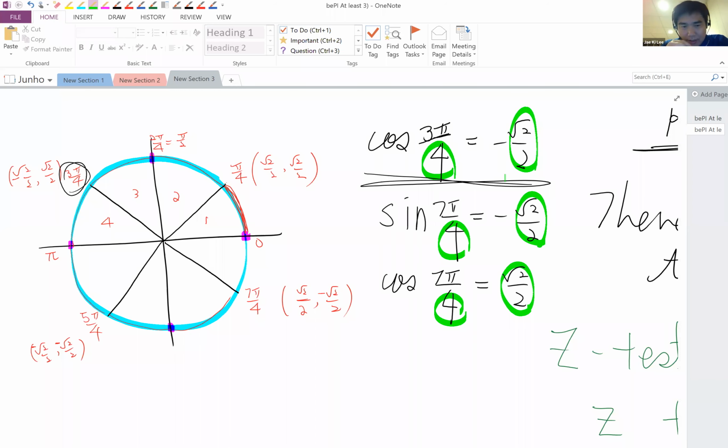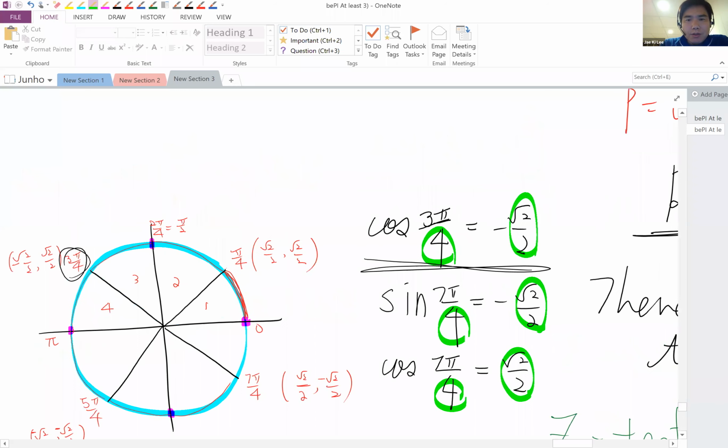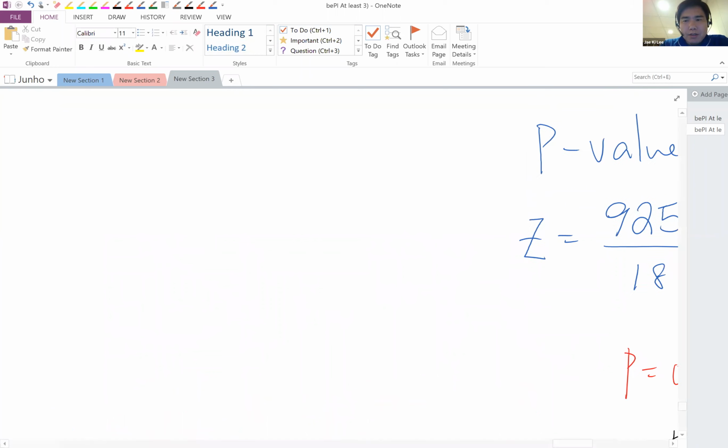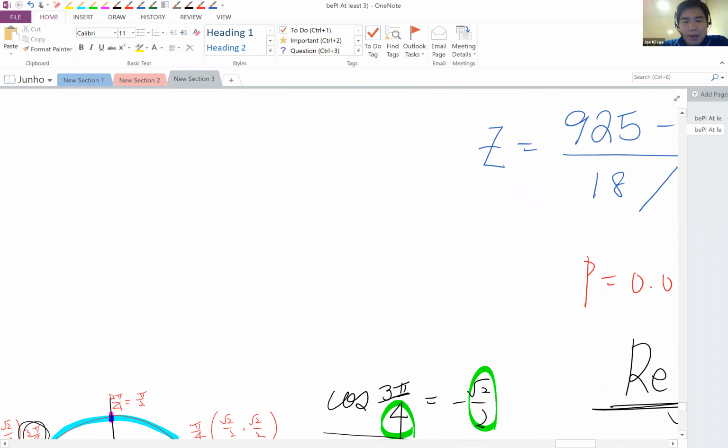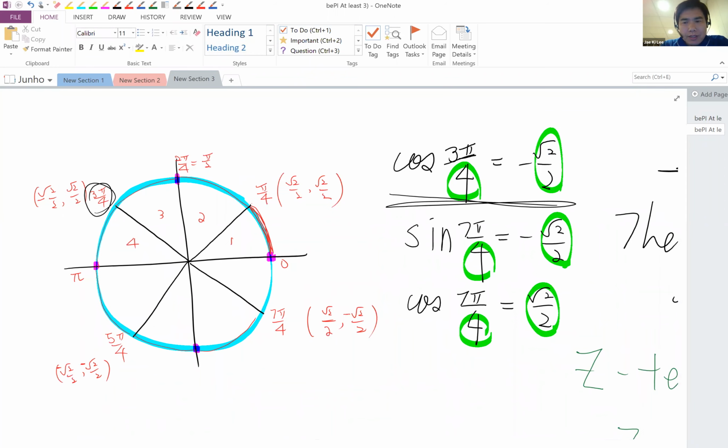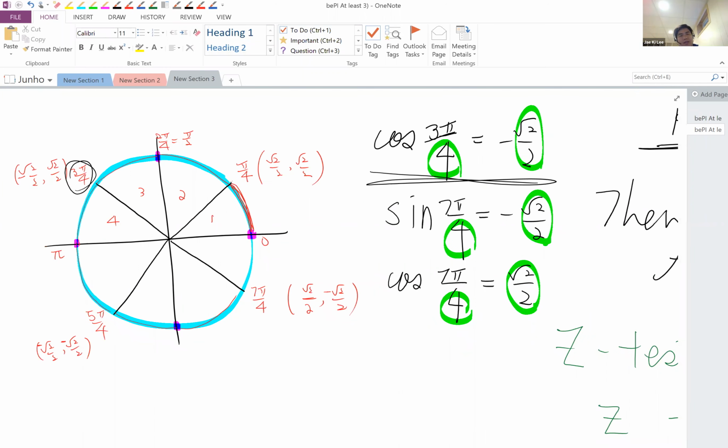Whenever the angle is divisible by 30, then you can use the 30, 60, 90 unit circle. If the angle is divisible by 45, then you can use the 45, 45, 90 unit circle. So that should be really clear.